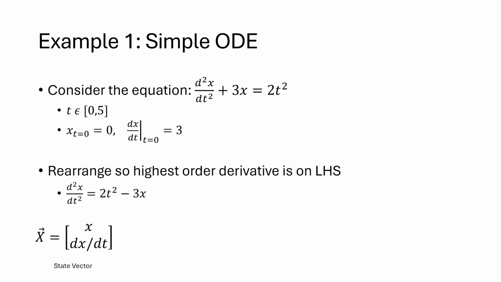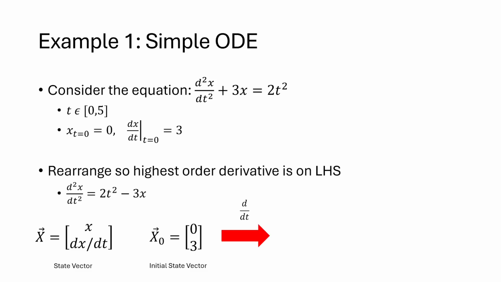Let's put this into a state vector. We have states of x and dx dt. Simple enough, right? If we want the initial state vector at t equals 0, we can simply substitute in x at 0 and dx dt at 0, and we get the initial state vector. Also pretty simple, right?